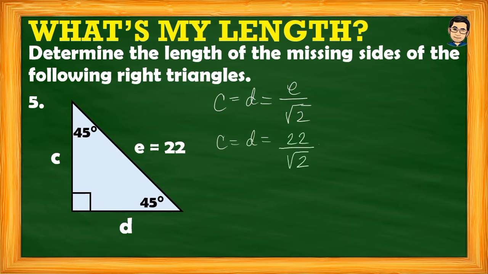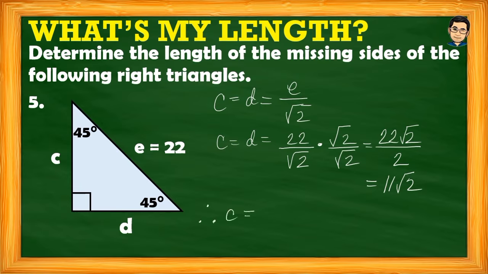And then we will multiply both numerator and denominator by square root of 2. So, magiging 22 square root of 2 over square root of 2 times square root of 2, that is square root of 4. And square root of 4 is 2. Kaya magiging 2. Next, 22 divided by 2, that is 11. So our answer is 11 square root of 2. This means that C equals 11 square root of 2 and D is also 11 square root of 2.